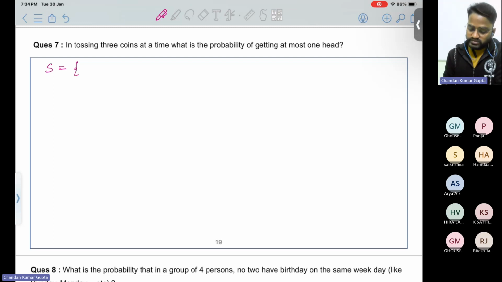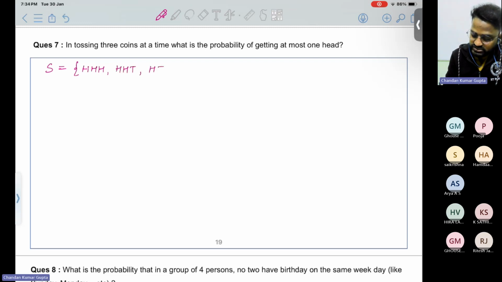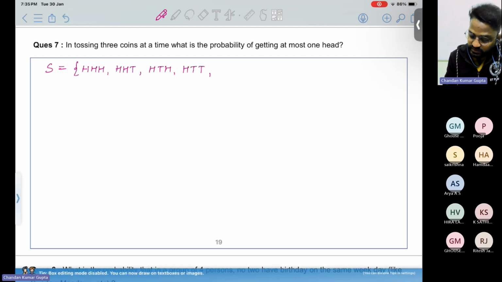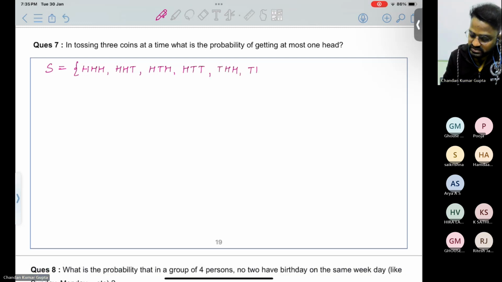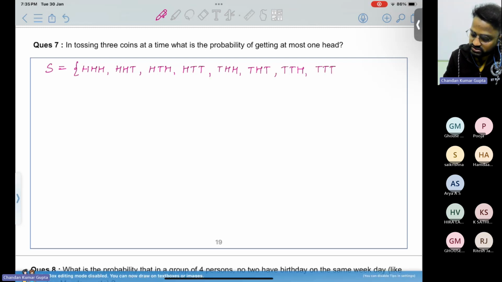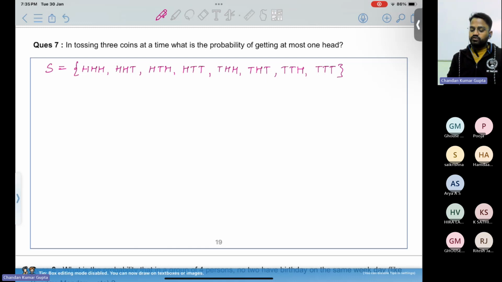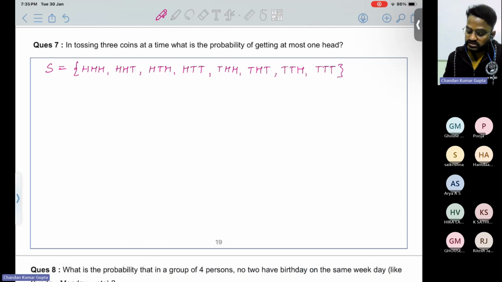Okay. So let me write the sample space first. We get head, head, head. First coin, second coin, third coin. Head, head, head. Head, head, tail. H, T, H. H, T, T. In a similar fashion, we can write T, H, H, T, H, T, T, T, H, and the last one is T, T, T. These are the only 8 possibilities. There is no ninth one, when we toss 3 coins.